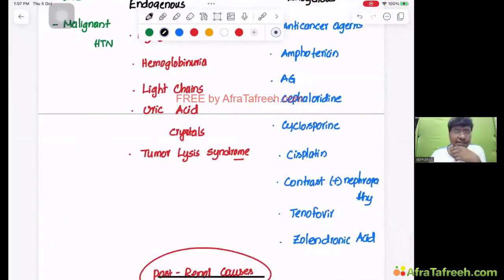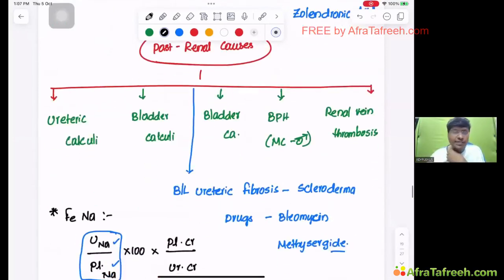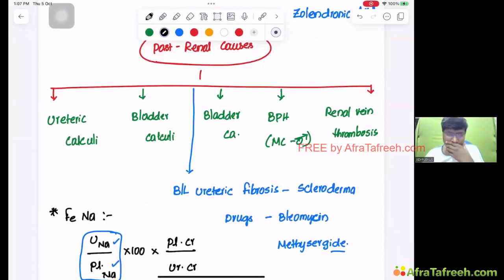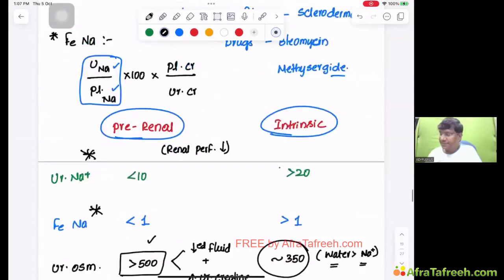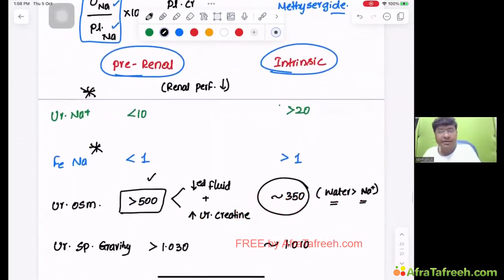And interstitial nephritis is mainly an infective pathology, that is your leptospirosis, and it can even be allergic interstitial nephritis secondary to your NSAIDs as well as antibiotics. Postrenal pathology is mainly the obstructions outside the kidney: ureteric calculi, bladder calculi, bilateral ureteric fibrosis, benign prostatic hyperplasia, renal vein thrombosis. These are the conditions. Then, how will you differentiate prerenal from intrinsic renal?